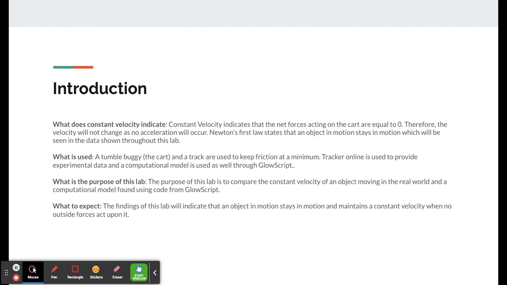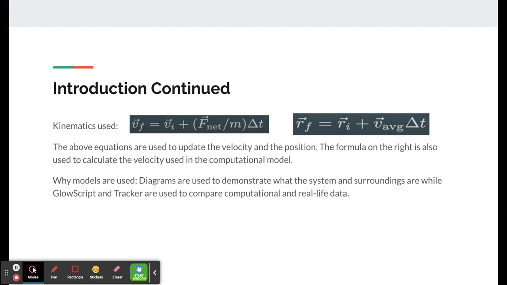So what to expect? The findings of this lab will indicate that an object in motion stays in motion and maintains a constant velocity when no outside forces act upon it, which is shown through the comparison later. The kinematics used are these two equations, where one is the update on velocity and the other is the update on position. The position one is also used to calculate the average velocity in the computational model. There are three models being used throughout: diagrams, the Tracker data, and the GlowScript model. The diagrams are used for system and surroundings models, while GlowScript and Tracker are used to compare computational and real-life data.